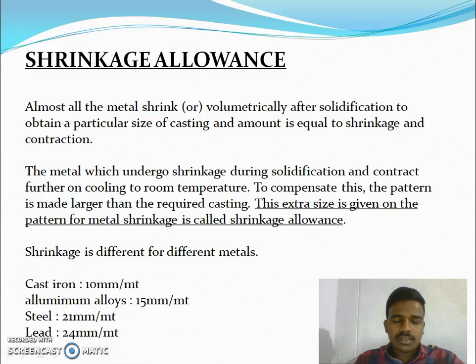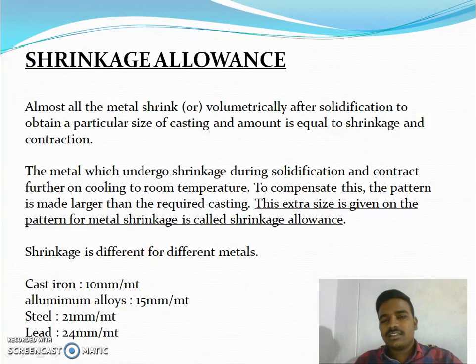First one is shrinkage allowance. Almost all metals shrink, which means every different metal has different shrink values, and for this purpose extra size is given on the pattern. As the metal gets solidified, it will shrink and the size will be reduced. So the extra part will be given to the pattern. The extra part given is known as a shrinkage allowance.